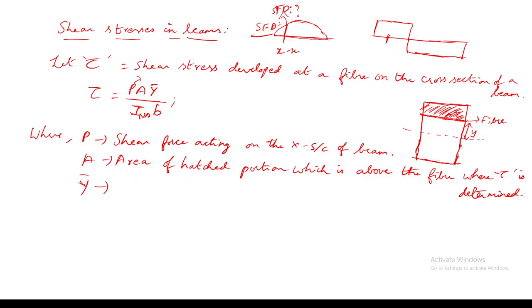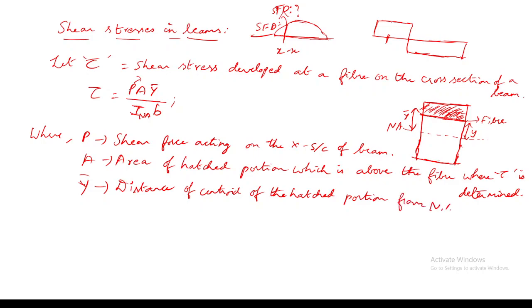And then y bar is actually nothing but the distance of the centroid of the hatched portion from the neutral axis of the cross section. For example, since this is the neutral axis, and this is a rectangular hatched portion, the neutral axis lies around the middle of this hatched portion, so this is the y bar. So y bar is nothing but the distance of the centroid of the hatched portion from the neutral axis of the cross section. NA means neutral axis.